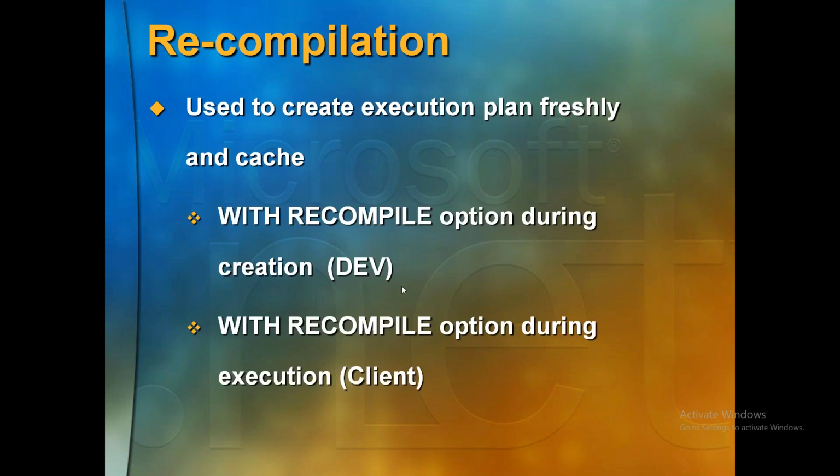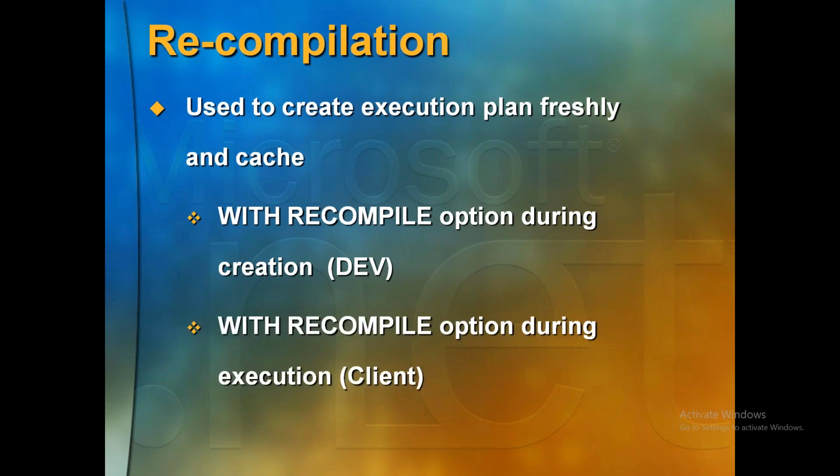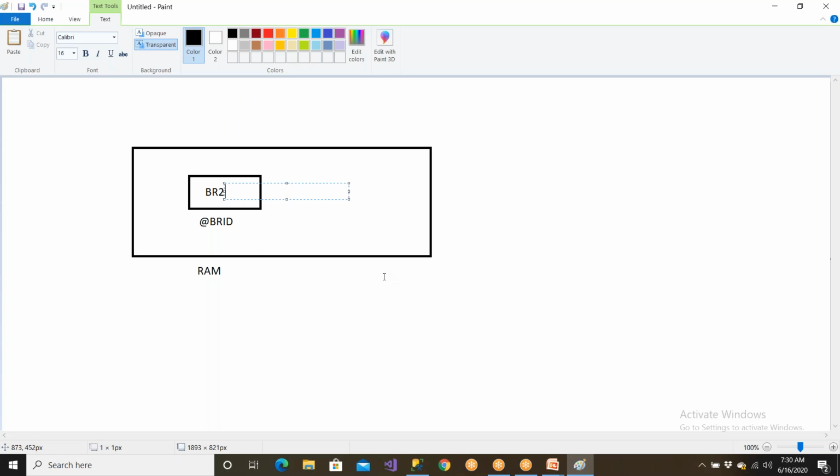So who can do it? With the recompile option during creation, a developer can give a recompilation option at the time of creating a stored procedure. And with the recompile option during execution, the client can also give this option. The next one is called sp_recompile proc name, used by the DBA. So let us understand where exactly we can use it.